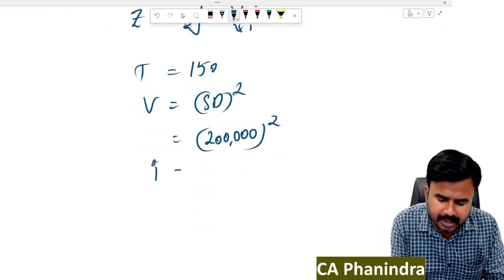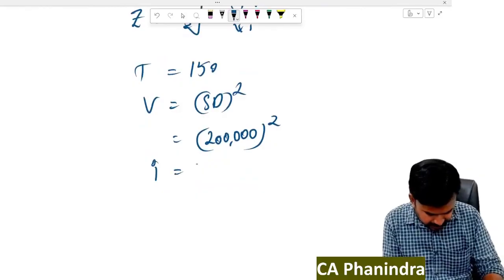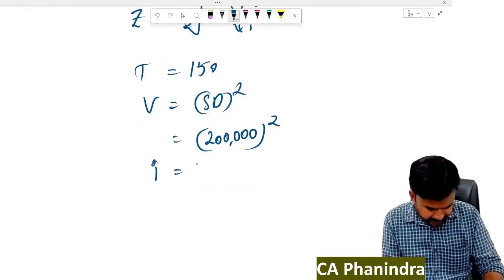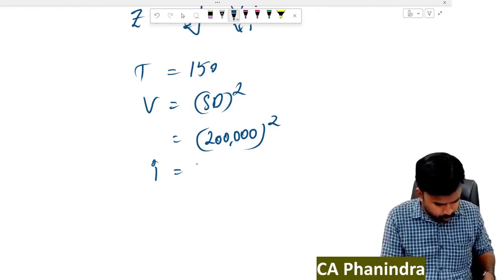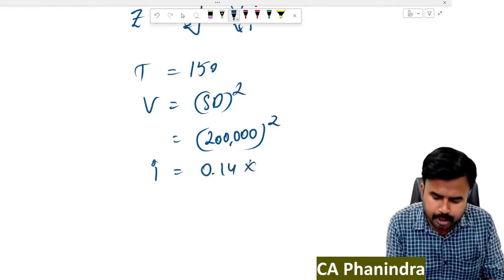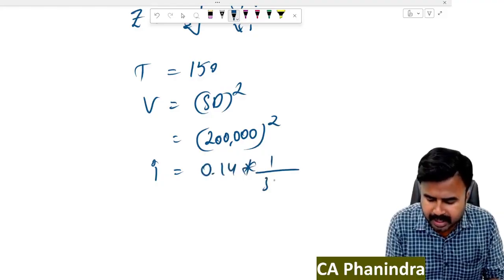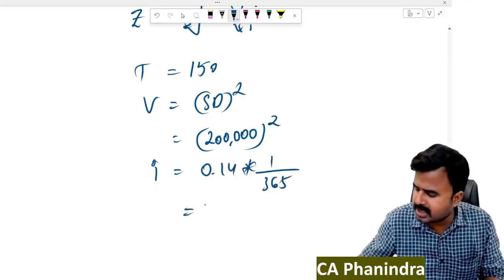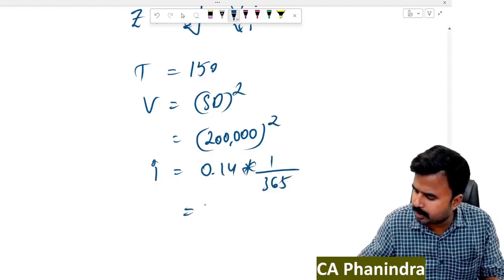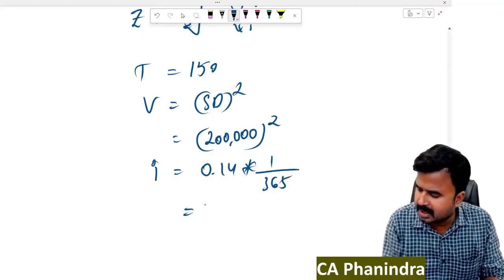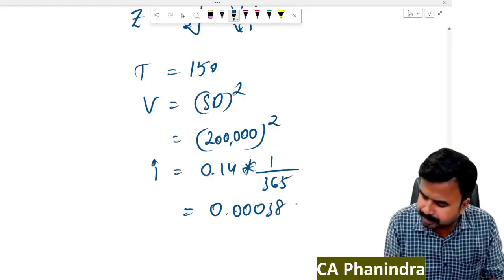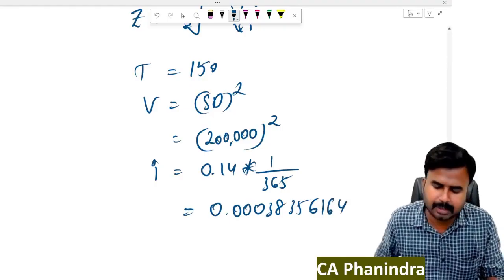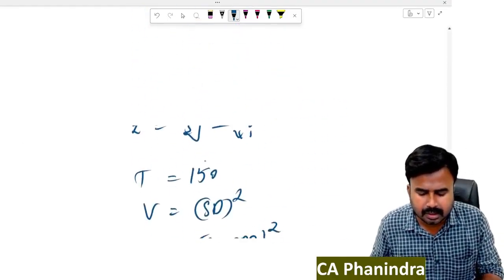I is equal to the interest rate per day. How can I get it? The interest rate per annum is 14%, so 0.14 into 1 by 365 days. Why? Because I need the interest rate per day. 0.14 by 365 days will be 0.00038356164. Let me write every number clearly here.